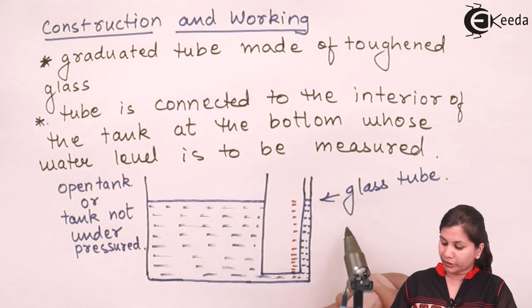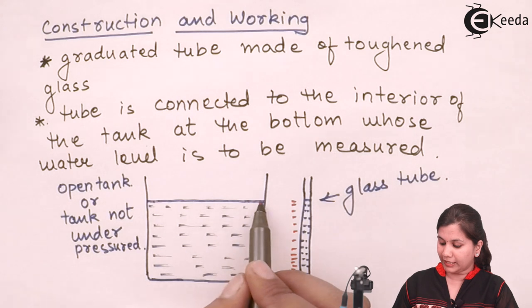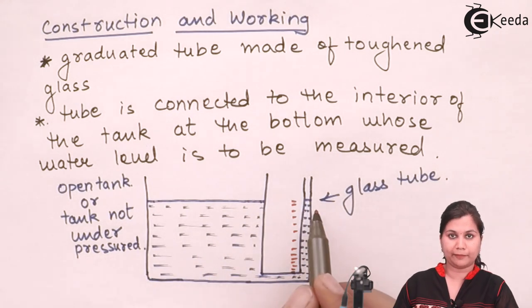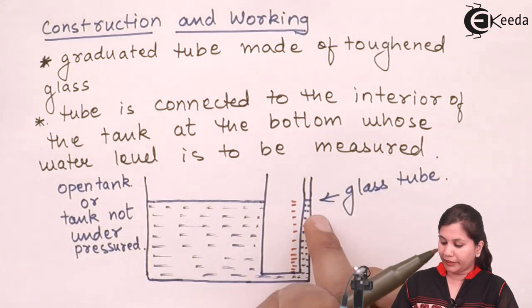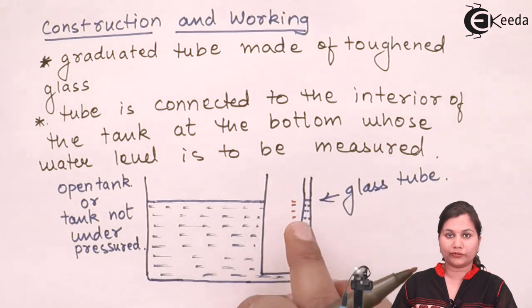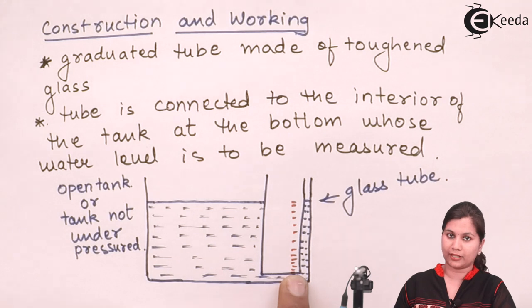So the observer is going to read the level of the liquid, because the level in the tank and the level in the glass tube is the same. Okay, and this glass tube is attached at the bottom of this tank. So the observer is going to directly take the readings of the liquid level by reading this scale on this graduated glass tube.